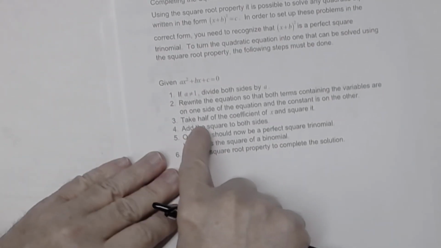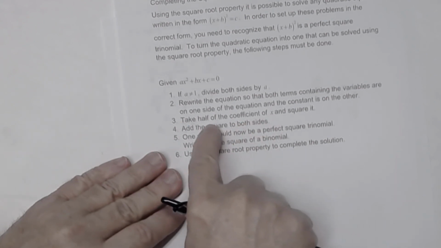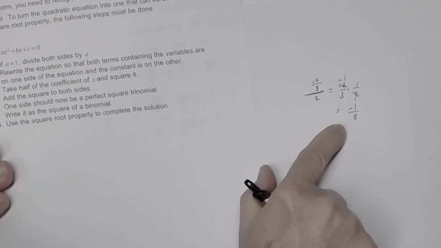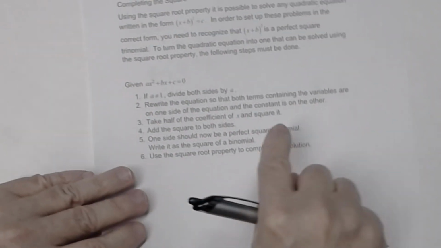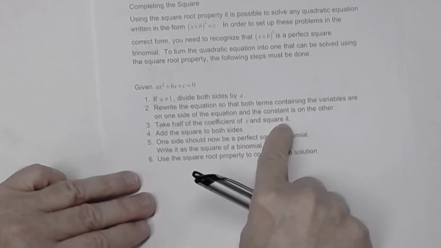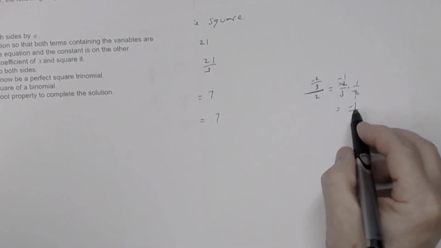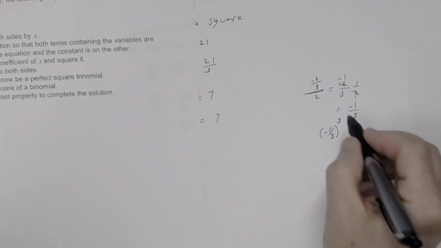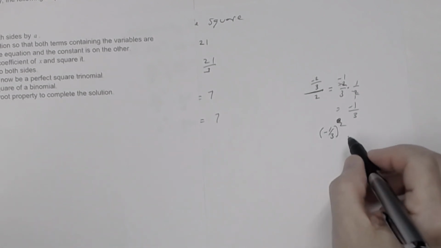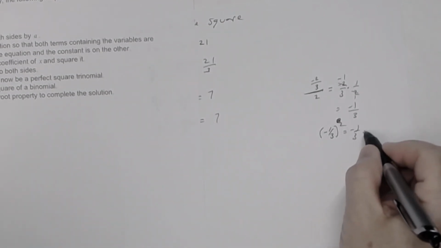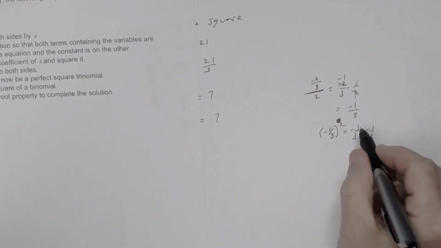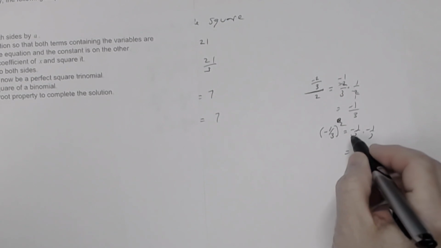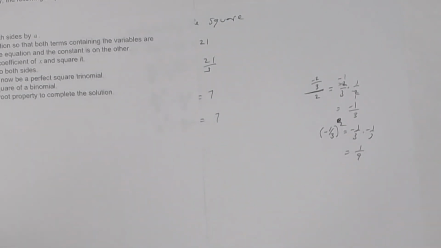So when I take half the coefficient of x, that first part of that sentence, I get a negative 1/3. Now, the next part of that sentence says I'm going to square that result. So I'm going to take negative 1/3 and square it. When I square negative 1/3, that means a negative 1/3 times a negative 1/3. A negative times a negative is a positive, so a negative 1 times a negative 1 is a positive 1, and 3 times 3 is 9. Okay?